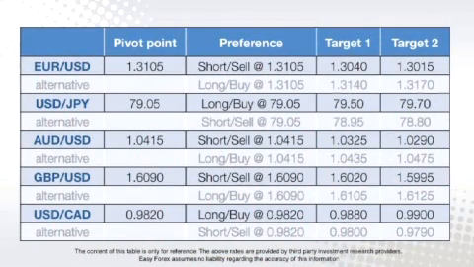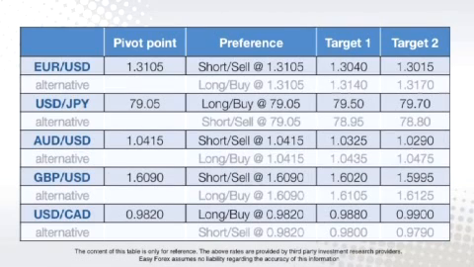Now let's take a look at what the currencies are doing this morning. The euro-dollar pivot points at 131.05 with a preference to enter in short positions at 131.05. The dollar-yen pivot points at 79.05 with a preference to enter into long positions at 79.05. The Aussie dollar pivot points at 104.15 with a preference to enter in short positions at 104.15. The sterling dollar pivot points at 160.90 with a preference to enter in short positions at 160.90. And the dollar CAD pivot points at 0.9820 with a preference to enter into long positions at 0.9820.